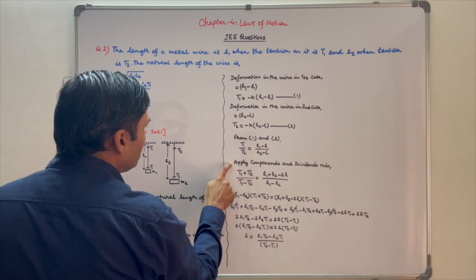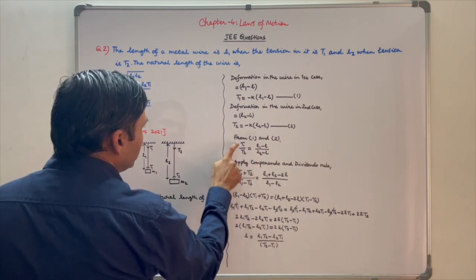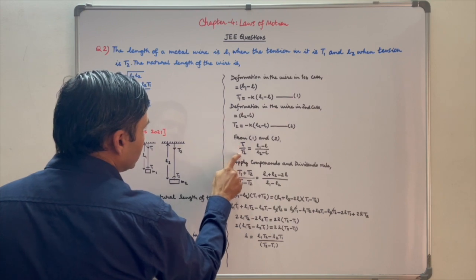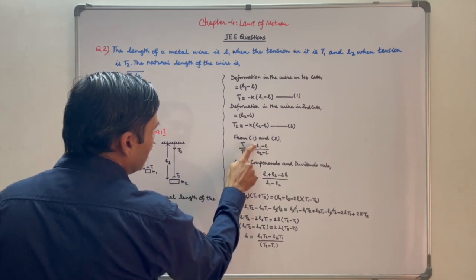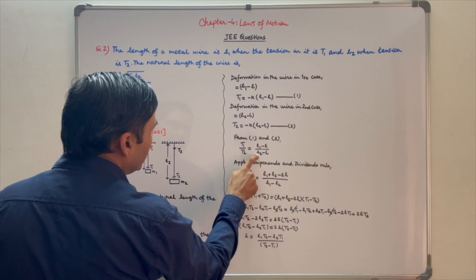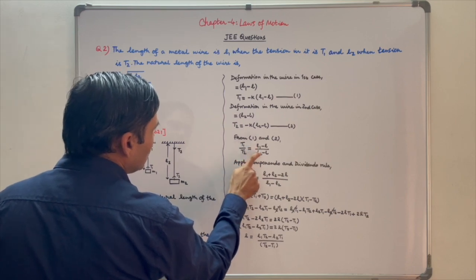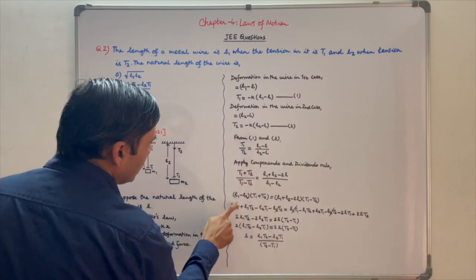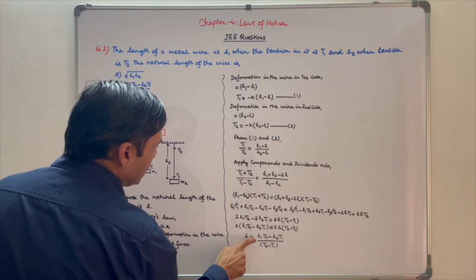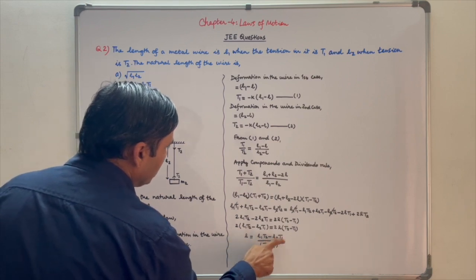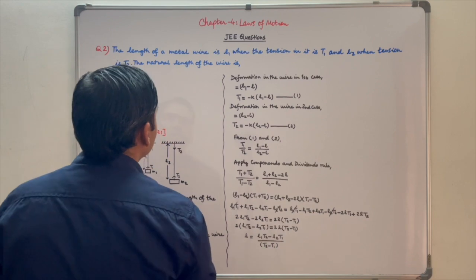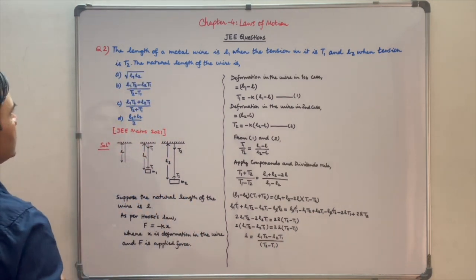Now we can apply the componendo and dividendo law. So (T1 plus T2) upon (T1 minus T2) is equal to (L1 minus L plus L2 minus L) divided by (L1 minus L minus L2 plus L). So we can solve for L, which comes out to be equal to (L1 T2 minus L2 T1) upon (T2 minus T1). So option B is correct.